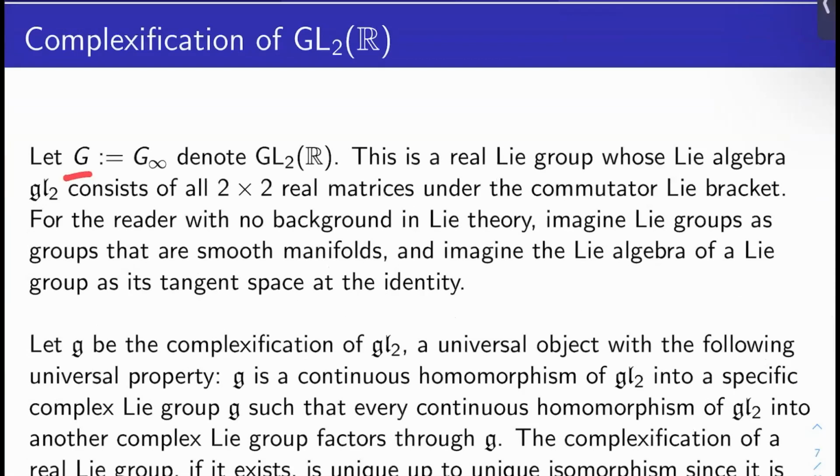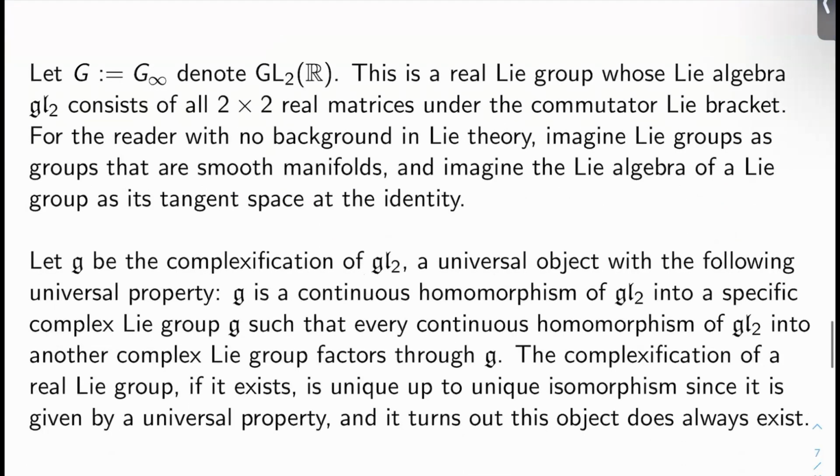Let G denote GL2 of R. So this is G sub infinity, because it's corresponding to the infinite prime, because R is the completion of Q at the infinite prime, which is the usual Archimedean absolute value. This is a real Lie group whose Lie algebra, frak gl2, consists of all 2x2 real matrices under the commutator Lie bracket. If you've never seen any Lie theory before, you really just need to imagine Lie groups as groups that are smooth manifolds, where everything is compatible and continuous. And then imagine the Lie algebra of that Lie group as just the tangent space at the identity.